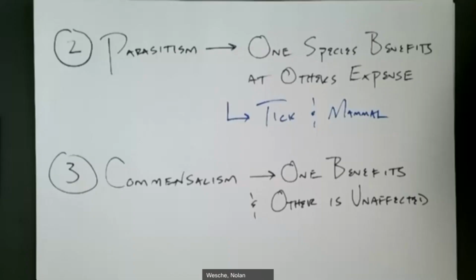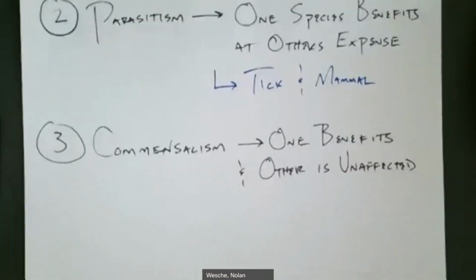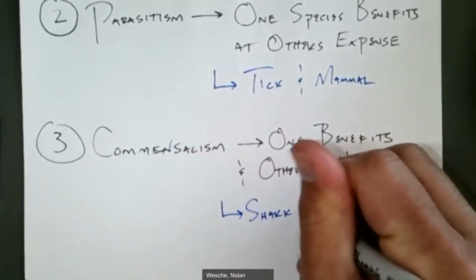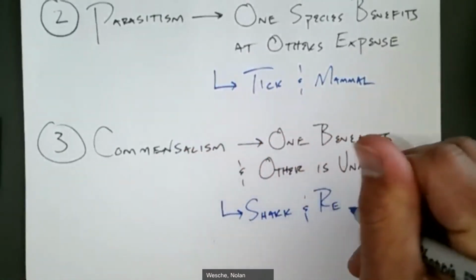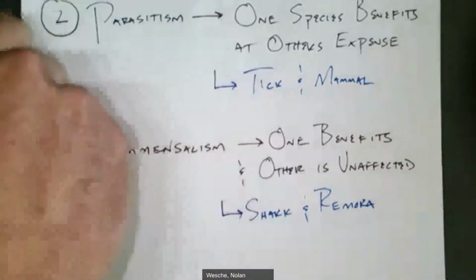So again, we'll make a note of this. We'll say the shark and the remora are an example of this commensalism relationship.